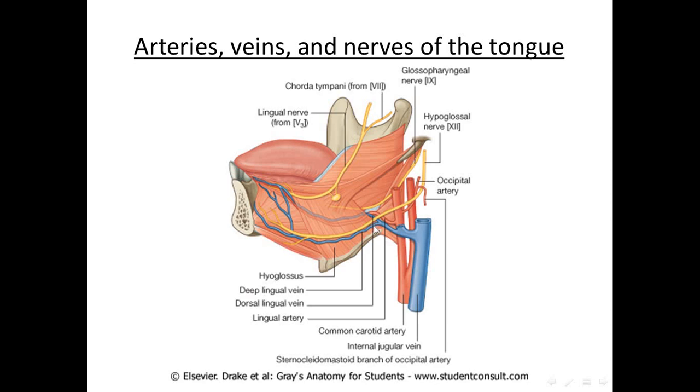And then the venous drainage is by dorsal and deep lingual veins, which then drain all the way to the internal jugular vein. The nerve innervation is by chorda tympani, this branch from the facial nerve, the lingual nerve, the glossopharyngeal, and the hypoglossal nerve. And each of them has its own function.